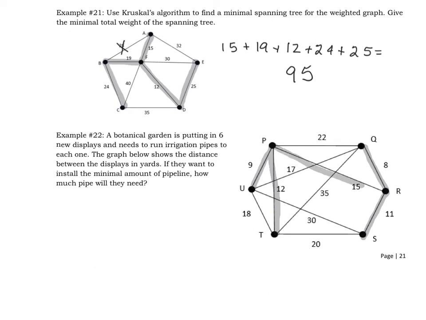Okay, this was a fairly easy example because I did not have to cross out any edges that made circuits or anything like that. So when I add the weight of those edges together, I get 8 plus 9 plus 11 plus 12 plus 15. So it looks like they will need 55 yards of pipe.